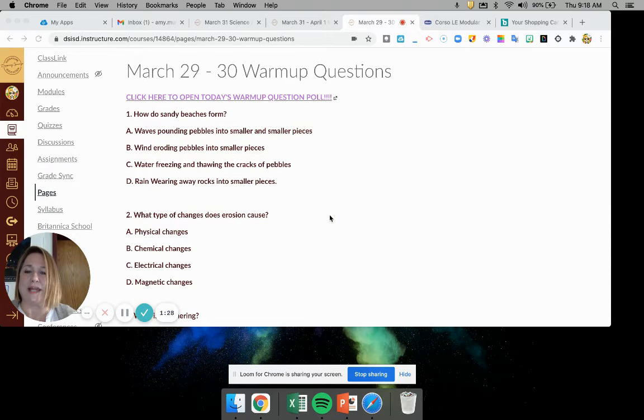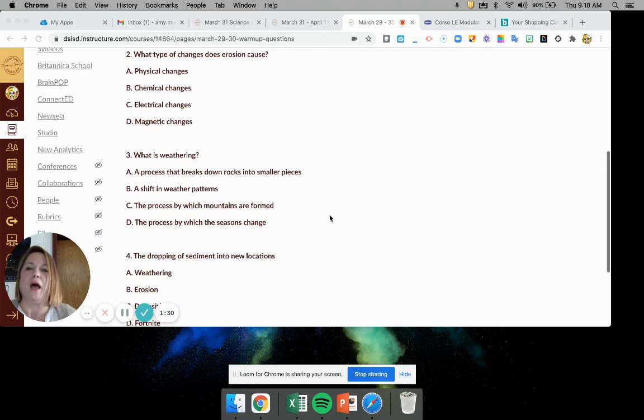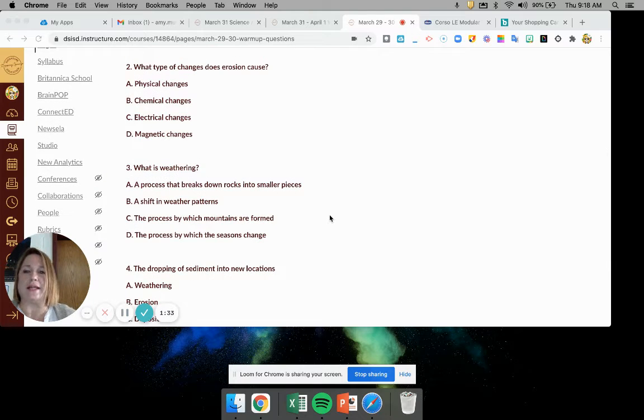All right. What type of changes does erosion cause? Well, the definition of erosion is moving sediment. That's the material after it's weathered. It's weathered down into sediment from one place to another. And moving material is just a physical change. It's changing the location. Might change the shape of a barrier island or a beach or a riverbed, but that's still a physical change. It's the way it looks.